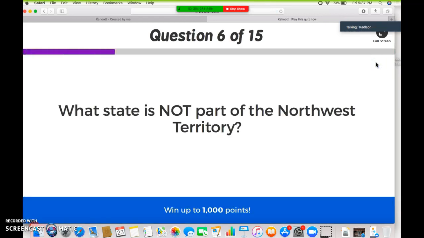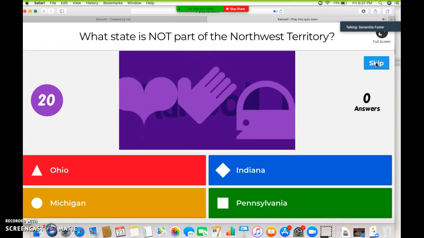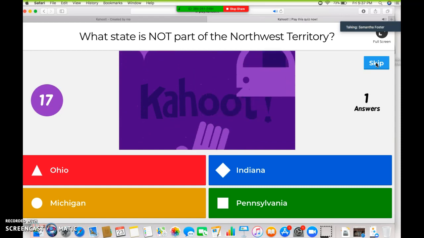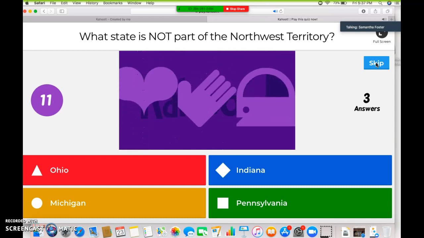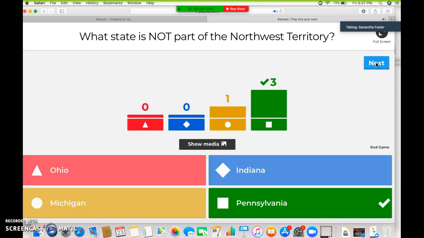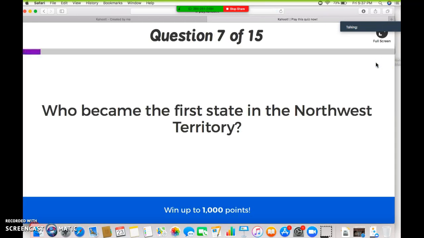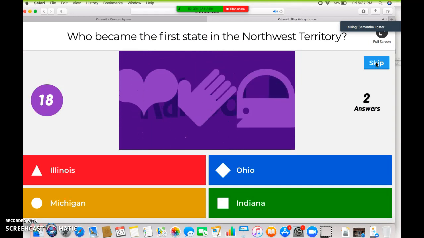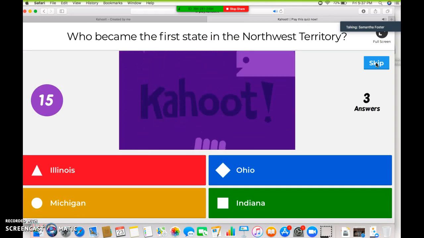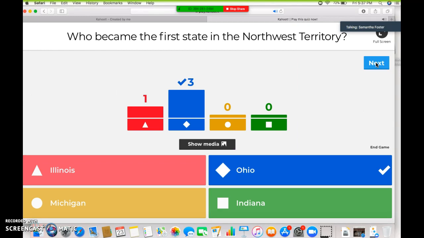Man, you're killing it. What state is not part of the Northwest Territory? So think back to your math activities. Ohio, Indiana, Michigan, Pennsylvania. All right. Michigan is part of the Northwest Territory. So Pennsylvania was not, however. Who became the first state in the Northwest Territory? Illinois, Ohio, Michigan, or Indiana? We did. Yes. Ohio. Our state.